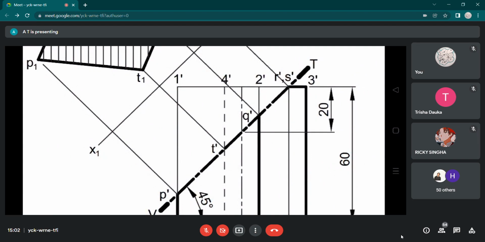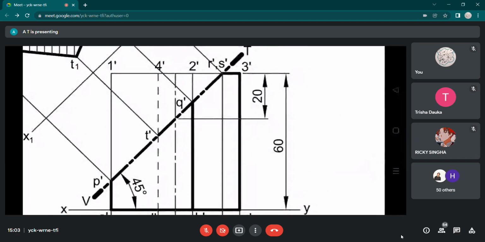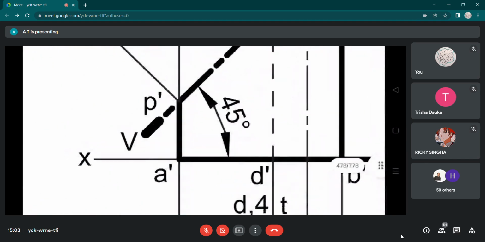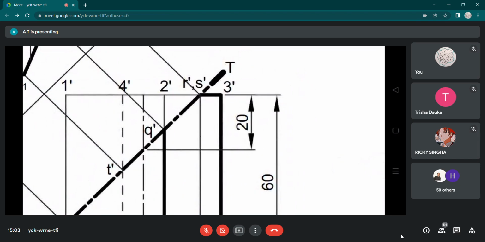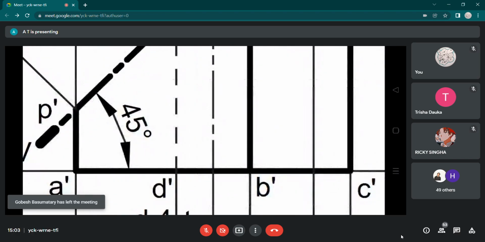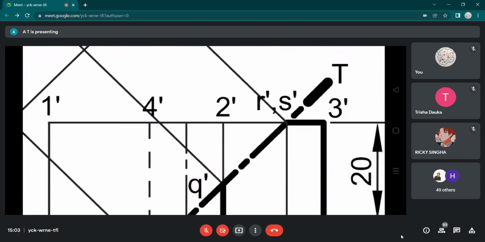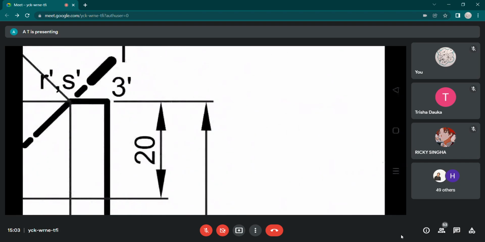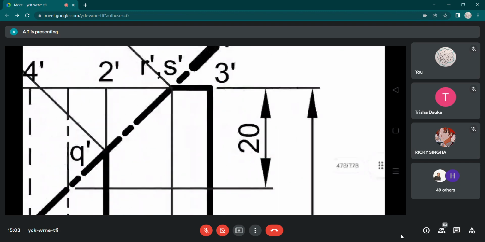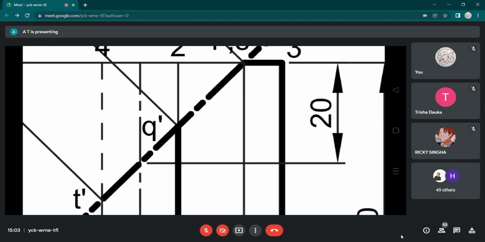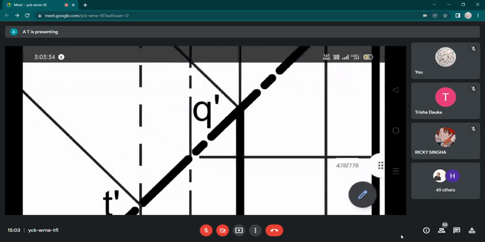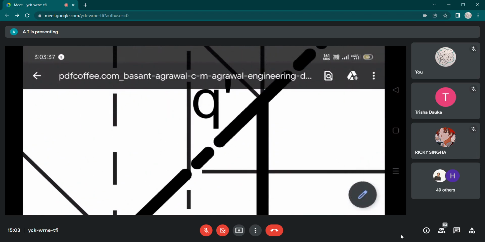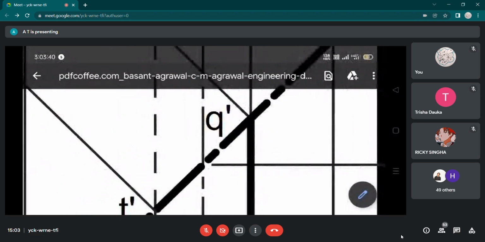Understood how you got the VT? I am trying to focus on the VT. This is the V, and this is the T, inclined at 45 degrees. Yes, you can obviously draw an inclined VT at 45 degrees to the XY. And obviously it is 20 mm. You see 20 from the top portion of the axis. It is exactly at this point, you see it's 20. It is passing through that point, because it is given in the question.